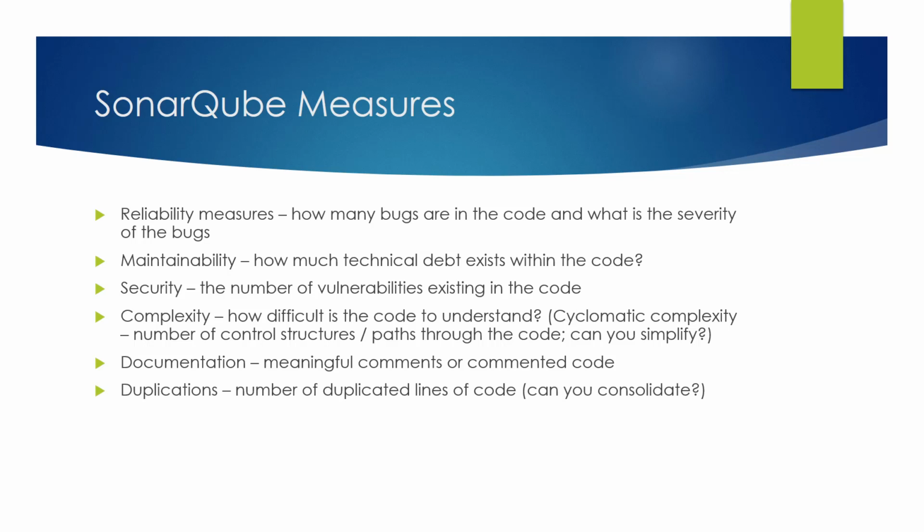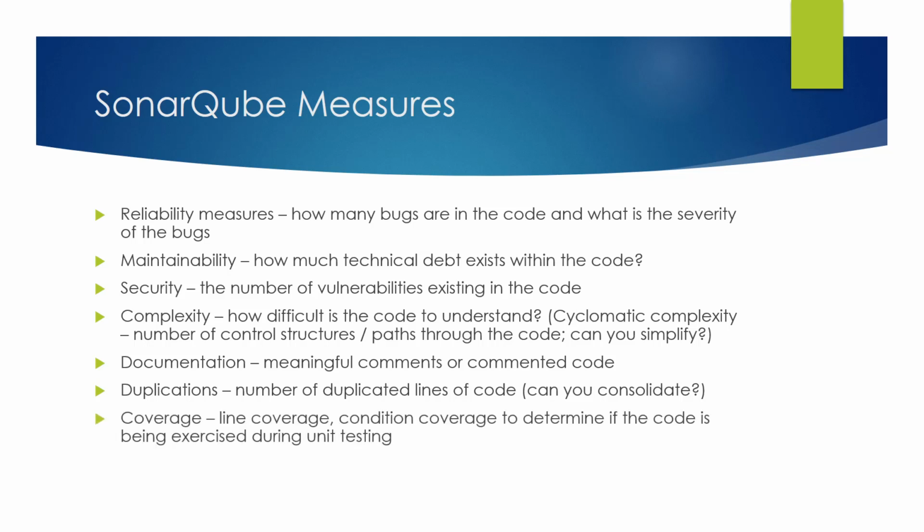Duplications, the number of duplicated lines in the code. If you can consolidate, if you can encapsulate that somewhere else, this particular piece will help you to see where that duplication is occurring, and then you can make some decisions about, do I go move this logic into a method somewhere so that I'm not duplicating large chunks of code within my application.